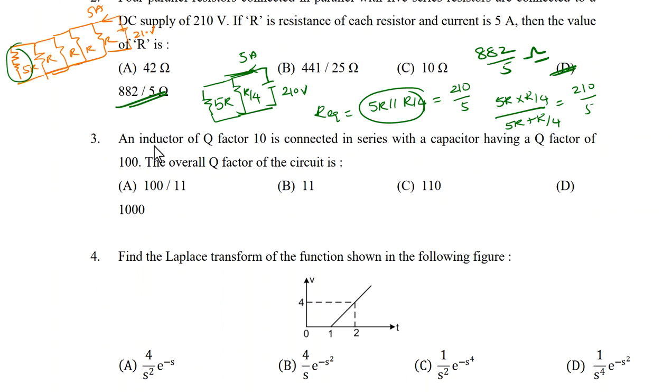An inductor with a Q factor of 10 is connected in series with a capacitor having a Q factor of 100. The overall Q factor of this circuit is? So what is the value of QL? QL is nothing but 10. QC is nothing but 100. Now the overall Q factor: Q0 is equal to QL times QC divided by QL plus QC. So from this, 10 into 100 divided by 110.